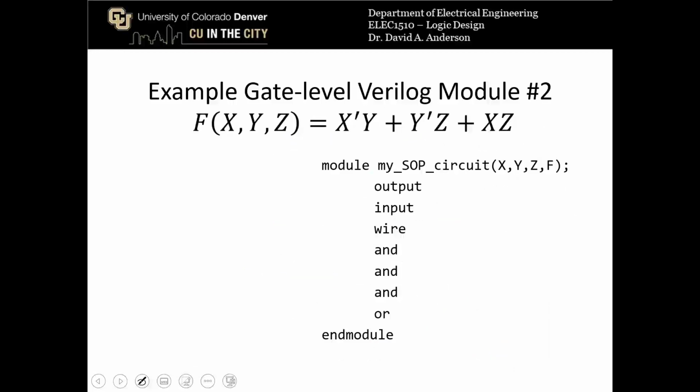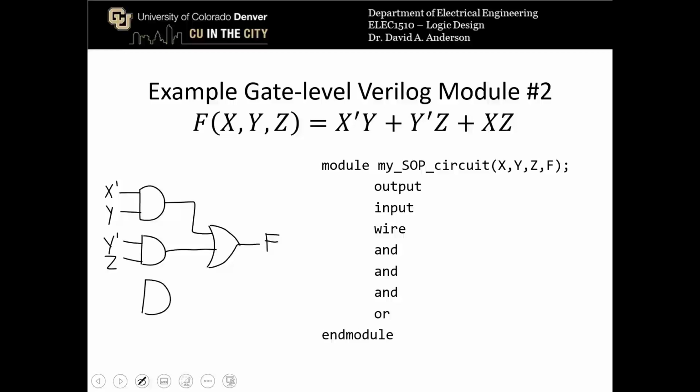F of x, y, and z is equal to x prime y, or y prime z, or xz. So let's first draw this. This is a sum of products expression. So we're going to have an OR gate, which leads to the output, F. An AND gate here with inputs x prime and y, which is input to the OR gate. Another AND gate with inputs y prime and z. And another AND gate with inputs x and z.